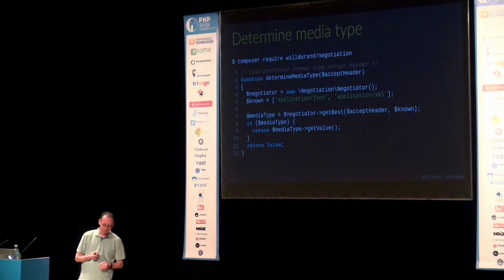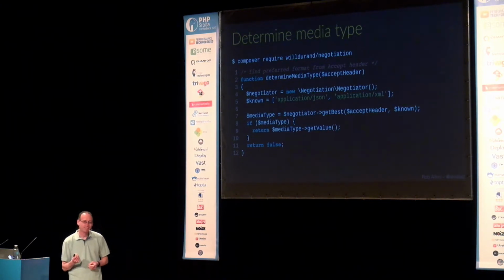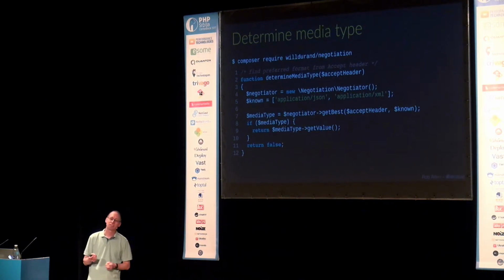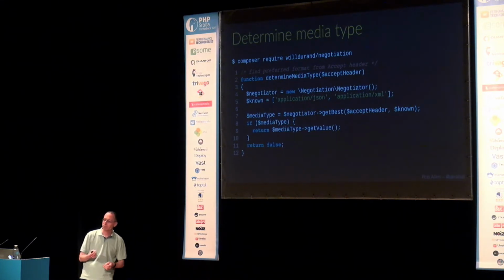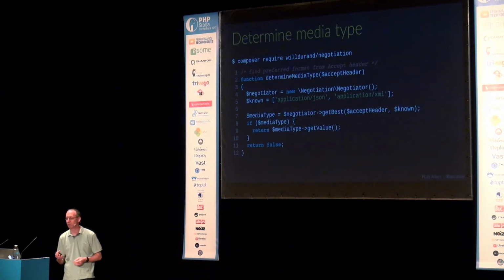From our point of view, the interesting thing is that we need to detect that the client wants XML instead of wanting JSON or whatever other formats. And we do that using Will Durand's negotiation components. Grab it from Composer because it is really, really good. It's quite simple to use.